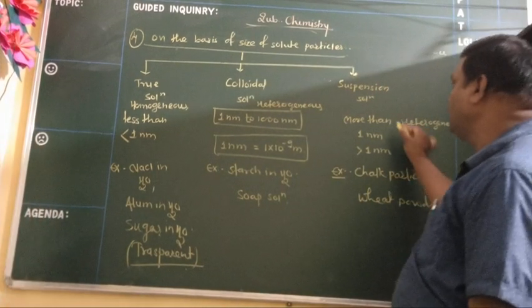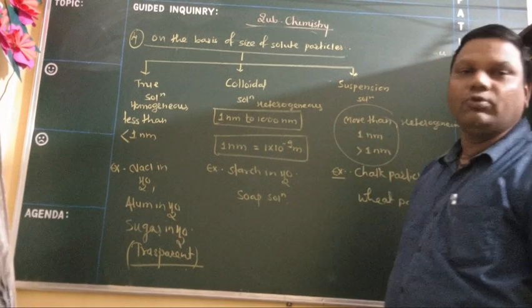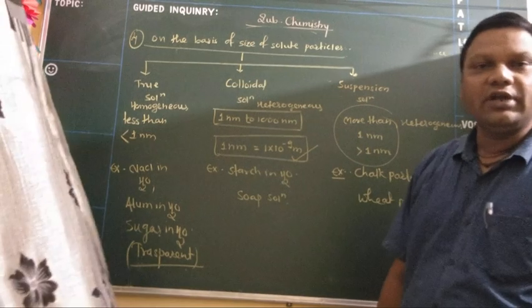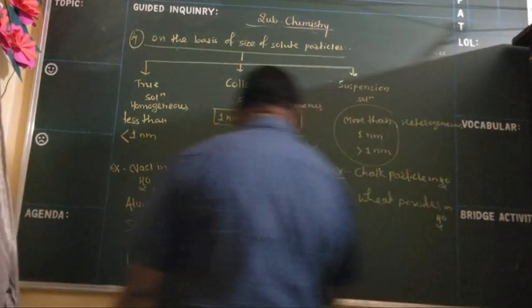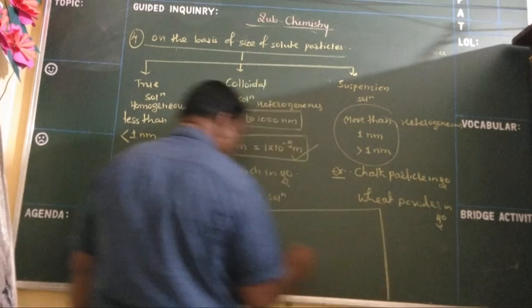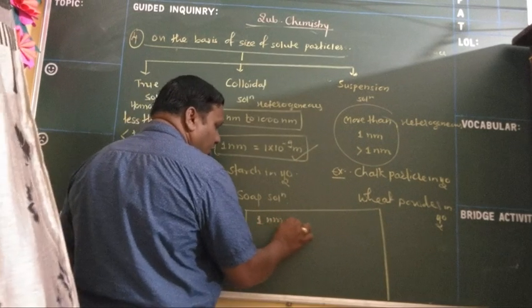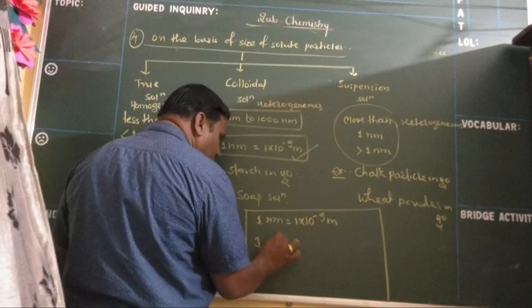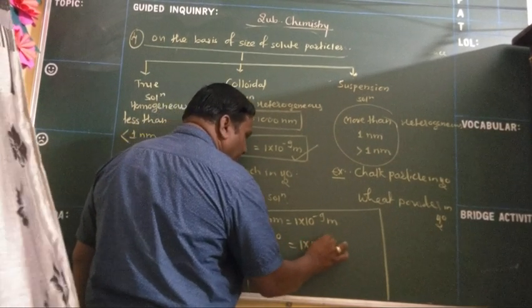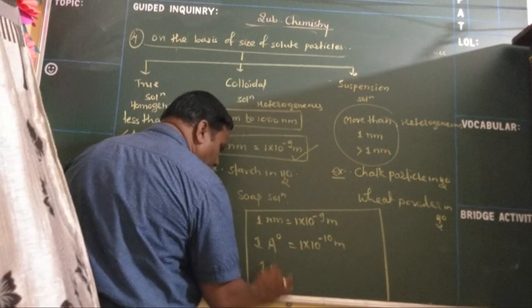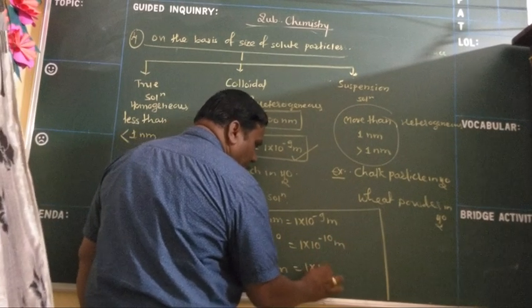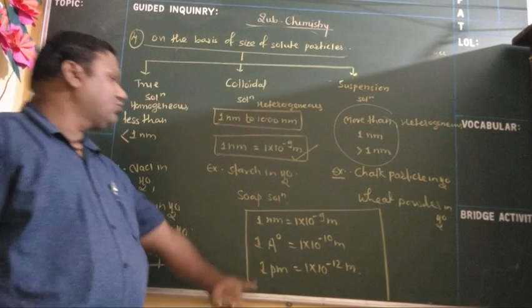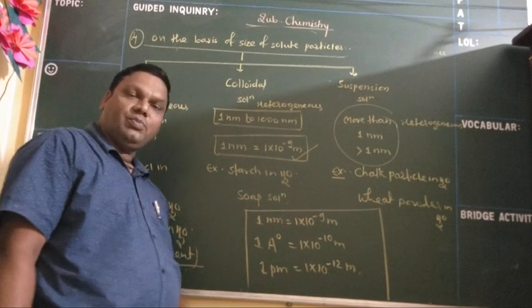In the suspension solution, the particle size is more than 1 nanometer. And you know 1 nanometer means 1 into 10 raised to the power minus 9 meter. We already discussed this. 1 angstrom is 1 into 10 raised to the power minus 10 meter. 1 picometer is equal to 1 into 10 raised to the power minus 12 meter. So these are the smallest units of particle size.